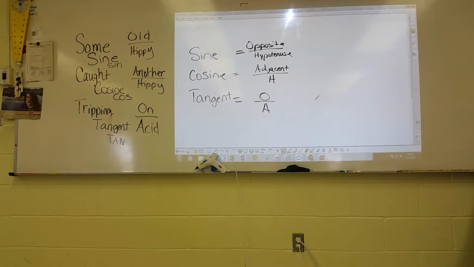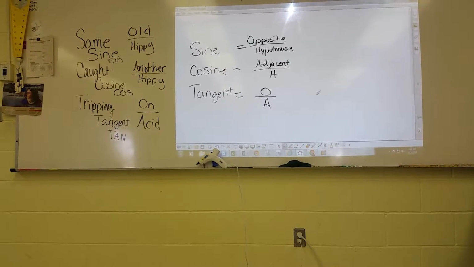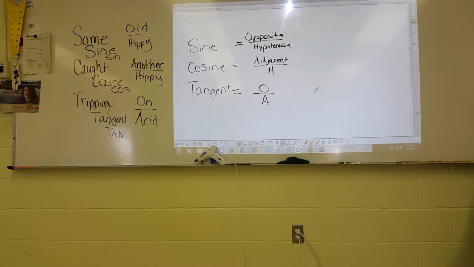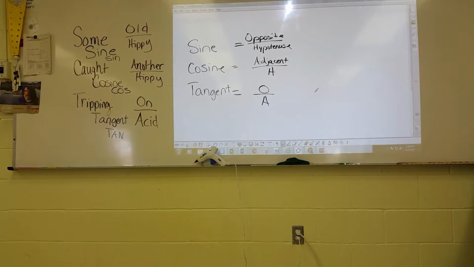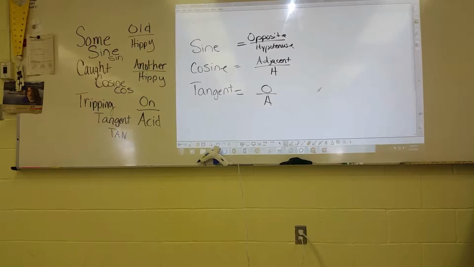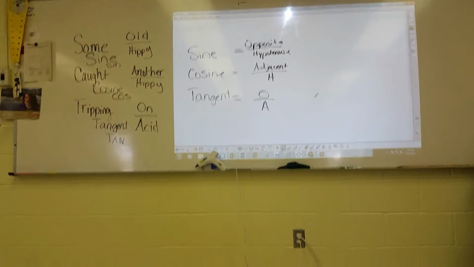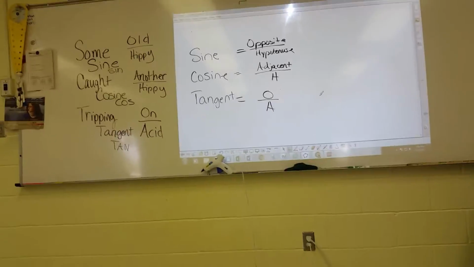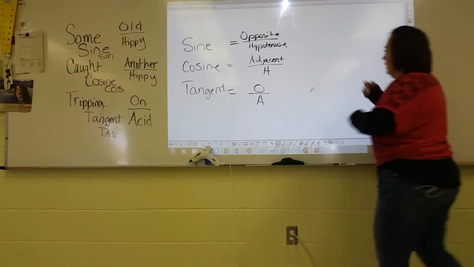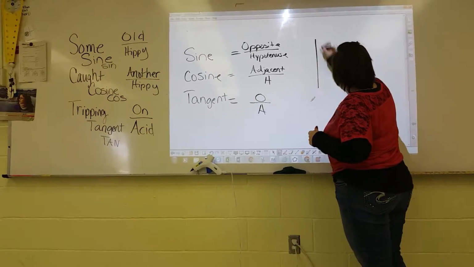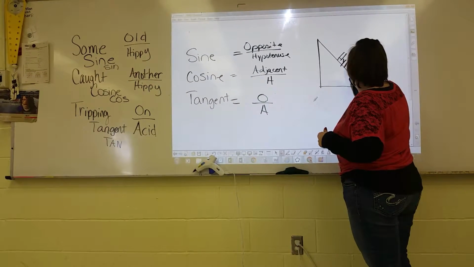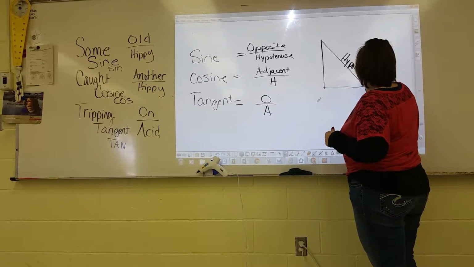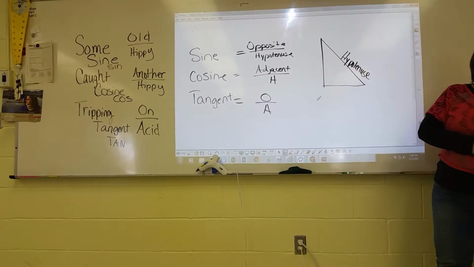One of them you know very well. Which one of those 3 words have we used a lot? Hypotenuse. What is the hypotenuse? It's the biggest line on a, let's be more specific, right triangle. The biggest side on a right triangle. So what do you think opposite and adjacent refer to? The legs.